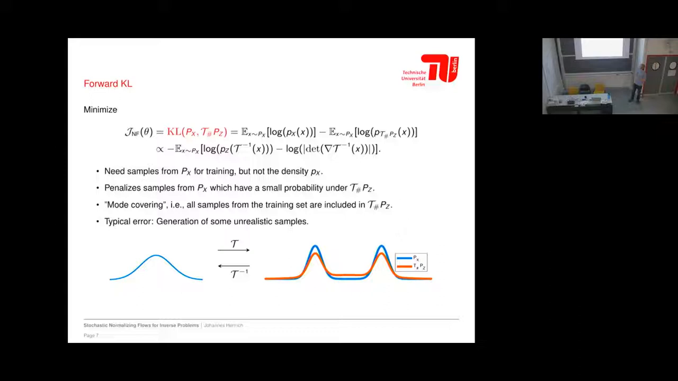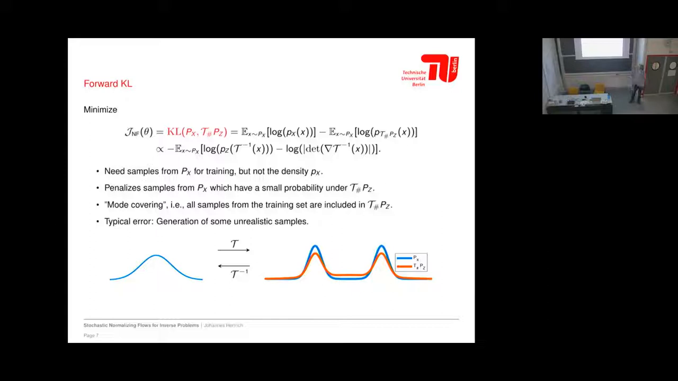And then we can compute this loss function, and what we obtain is some expectation over the data distribution Px here, and then only things which we can compute. So to train a normalizing flow with this loss function, we just need samples from our data distribution, from our original distribution to approximate it. But we don't need the density of the data distribution.